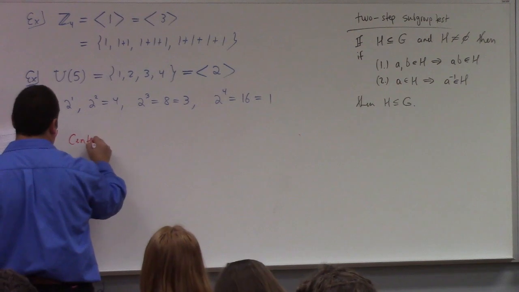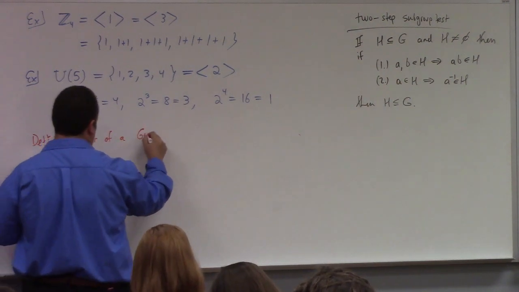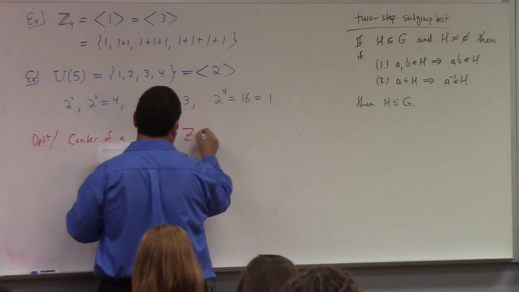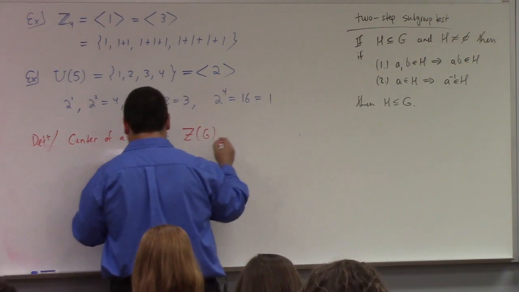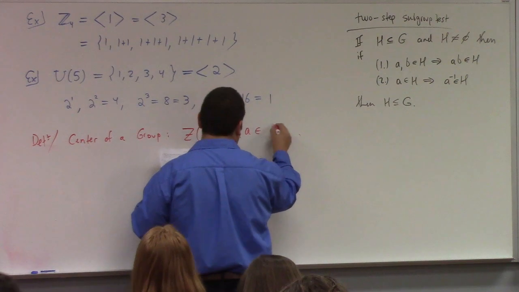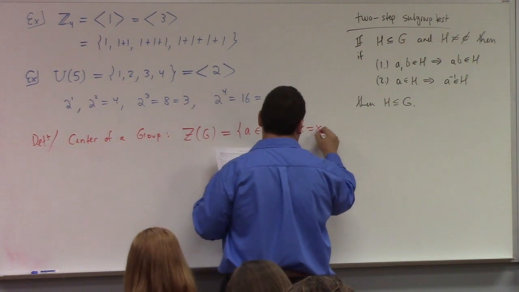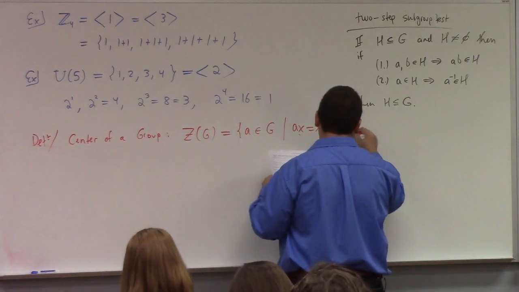Center of a group. What's the center of a group? We use Z of G for the center, and that is going to be A in G such that AX is equal to XA for all X in G.